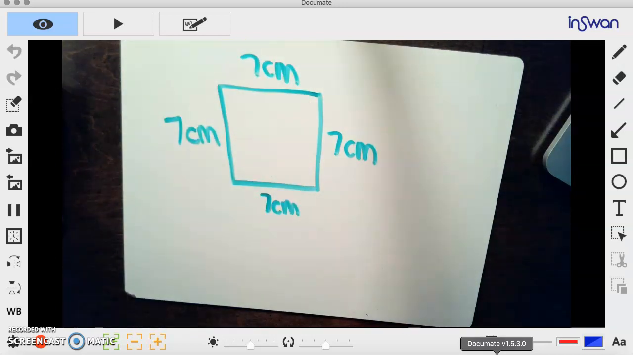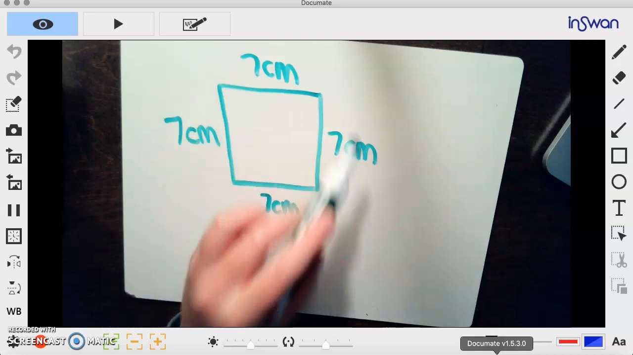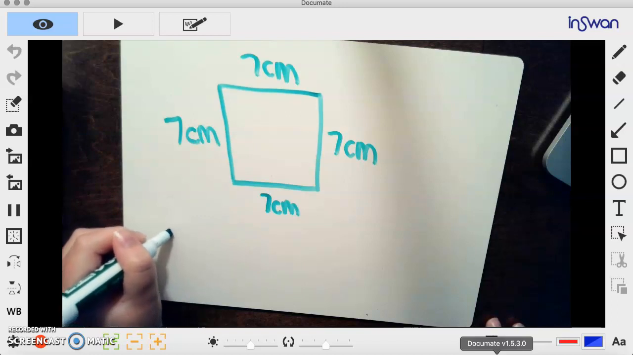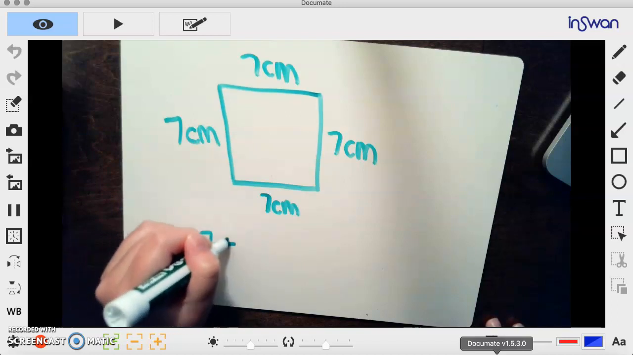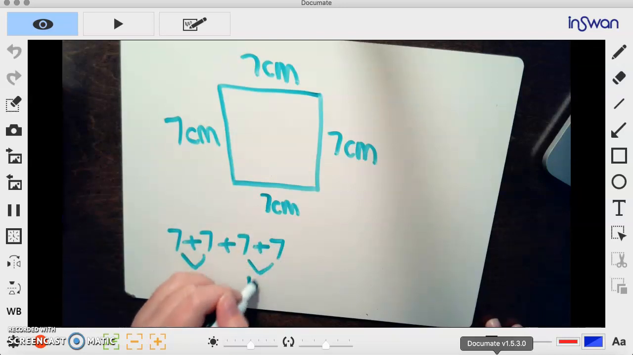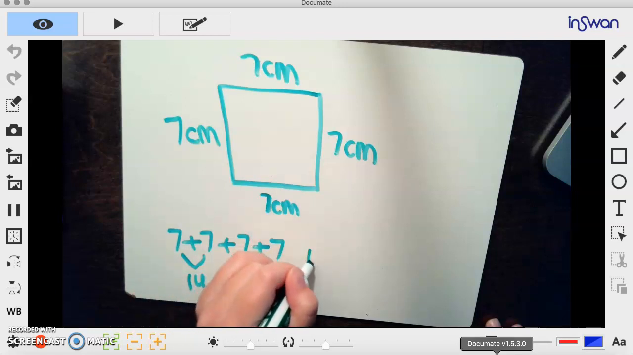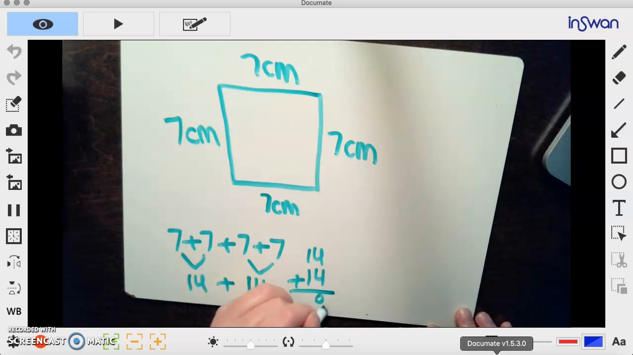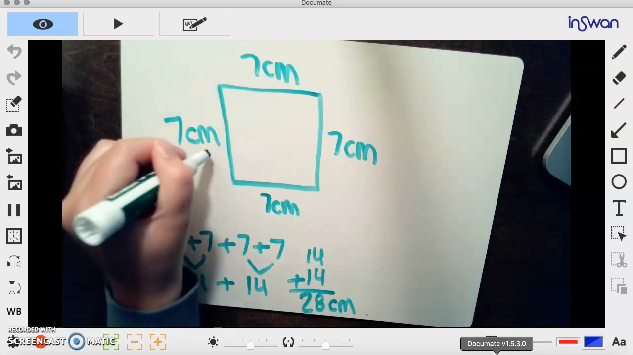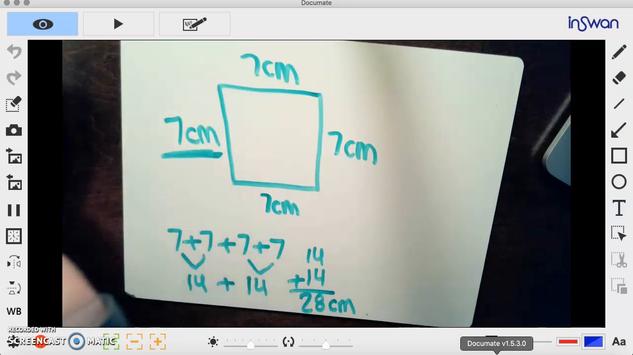Now there are 2 ways that I can solve this. I can know, all right, all the sides are the same length, so now I can add them and say 7 plus 7 plus 7 plus 7. 7 plus 7 gives me 14. This 7 plus 7 gives me 14. And 14 plus 14 gives me 28 centimeters.